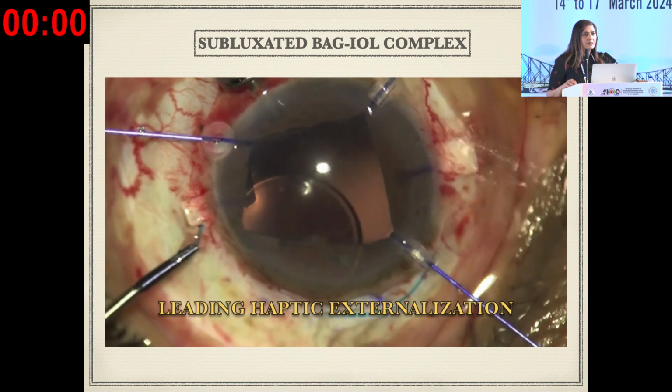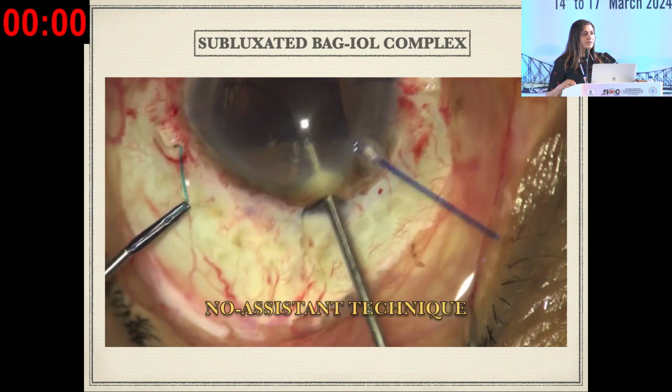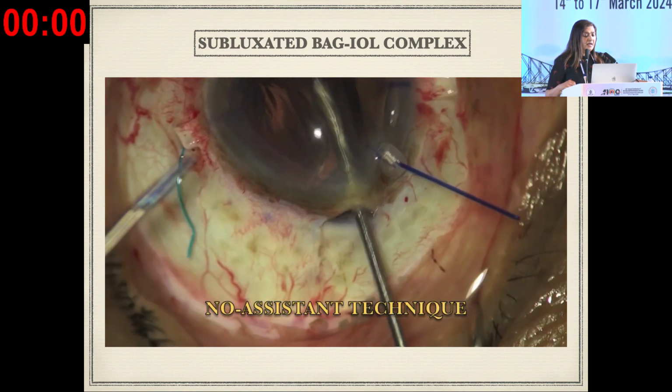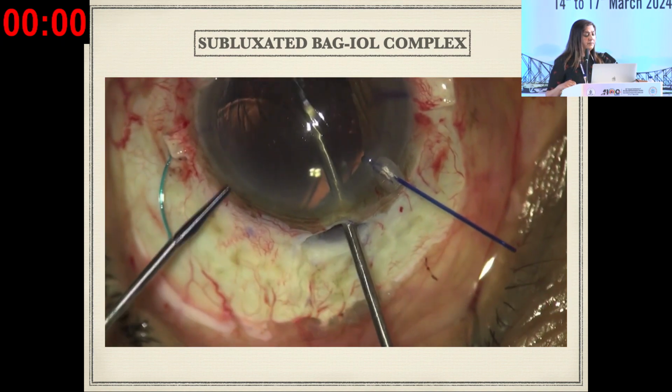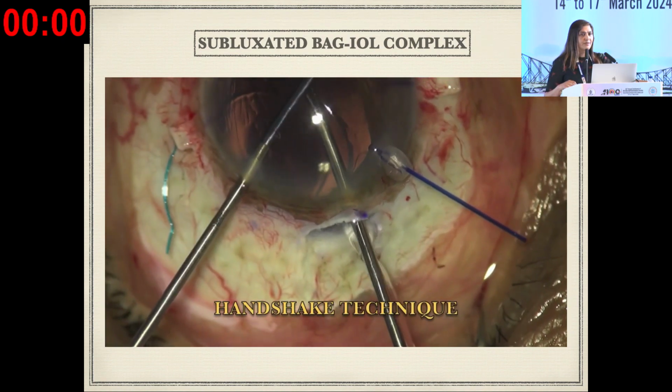But I think the intrascleral haptic fixation is the way to go. You can even go in for a Yamane method if you're quite confident with that. I personally also like the Yamane method, but the point is that we do not have those PVDF haptics out here in India as of now.